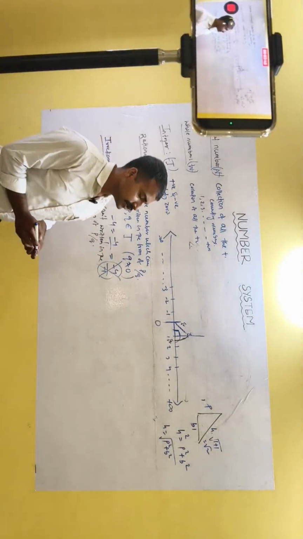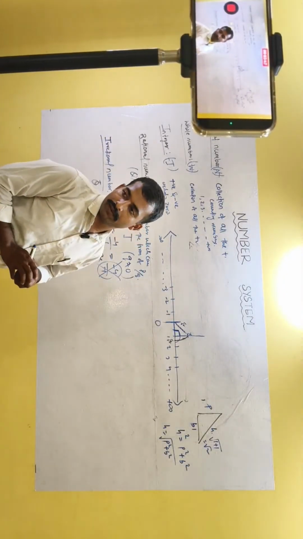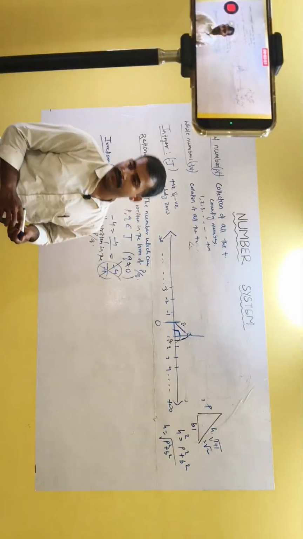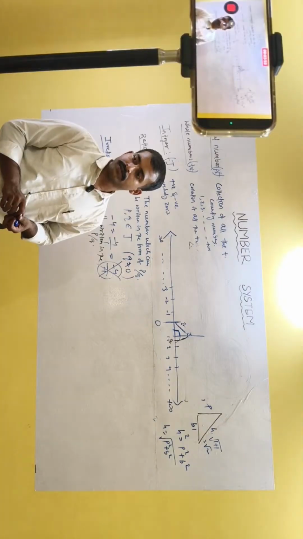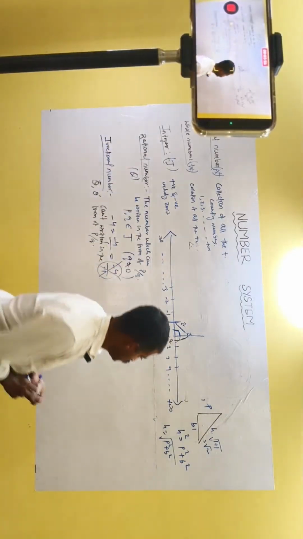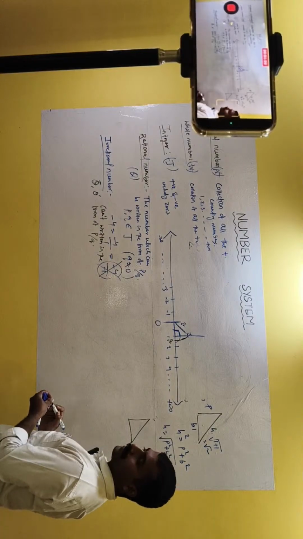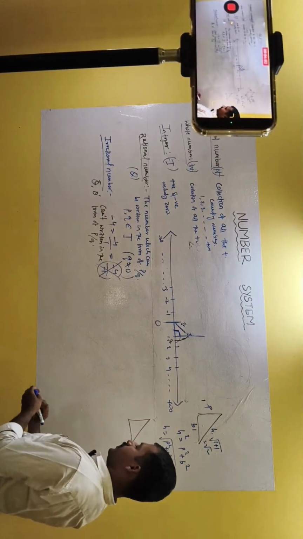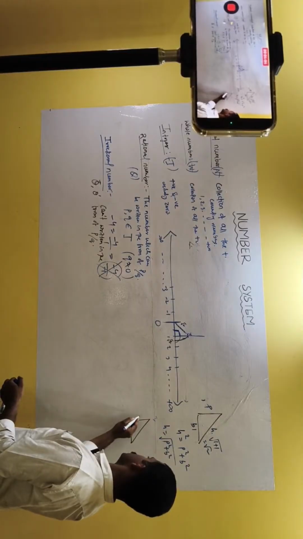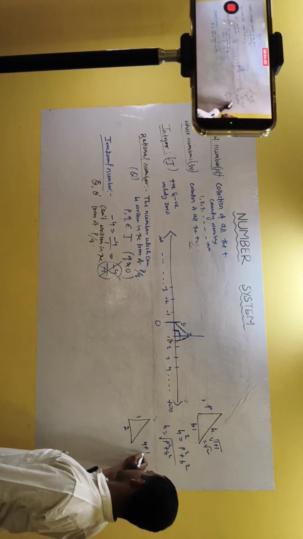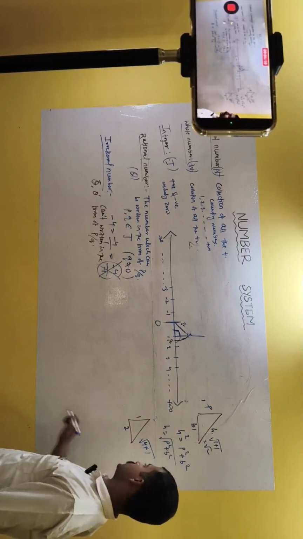If somebody asks you to draw root 3 or root 5, how? For example, take a right angle triangle. If the perpendicular is 2 and the base is 1, then the hypotenuse is the square root of 2 square, which is 4, plus 1 square, that's root 5.